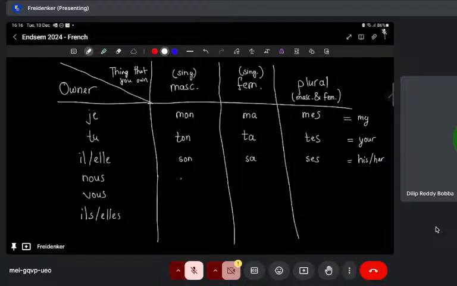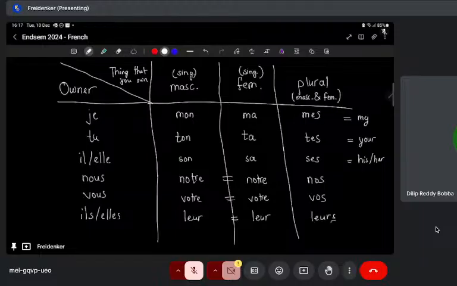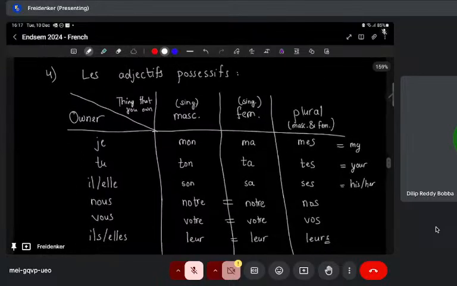Here you get notre and notre, and then nos. Here also you get votre and votre, and then vos. And here you get leur and leur, but in the plural you'll get an extra s, leurs. This is the table. This is nothing but les adjectifs possessifs.